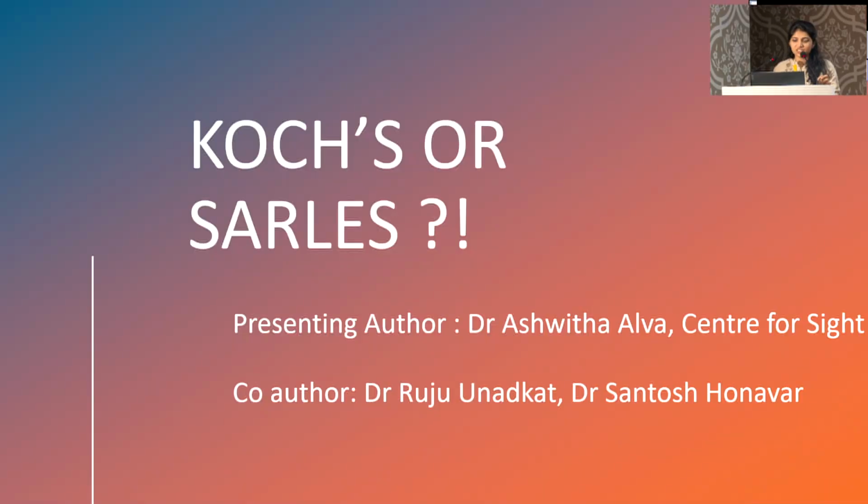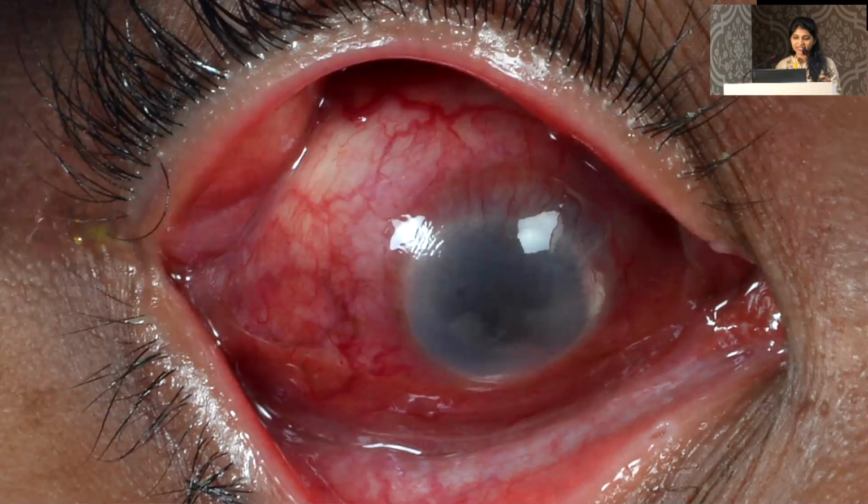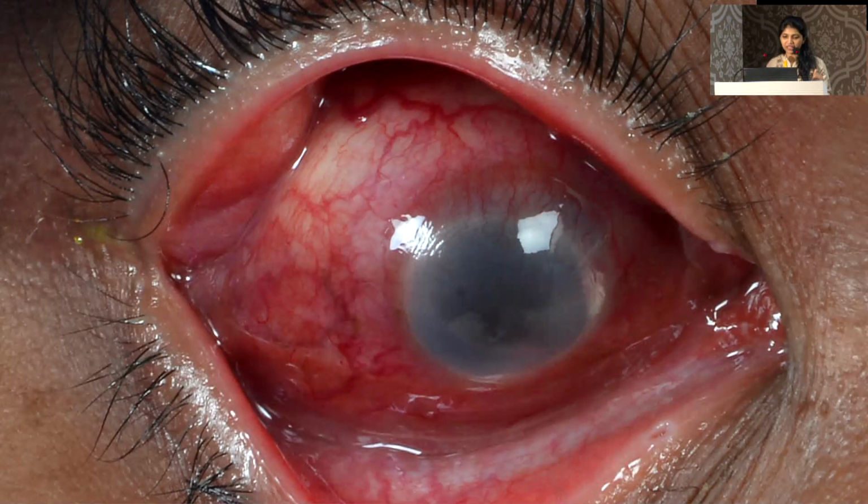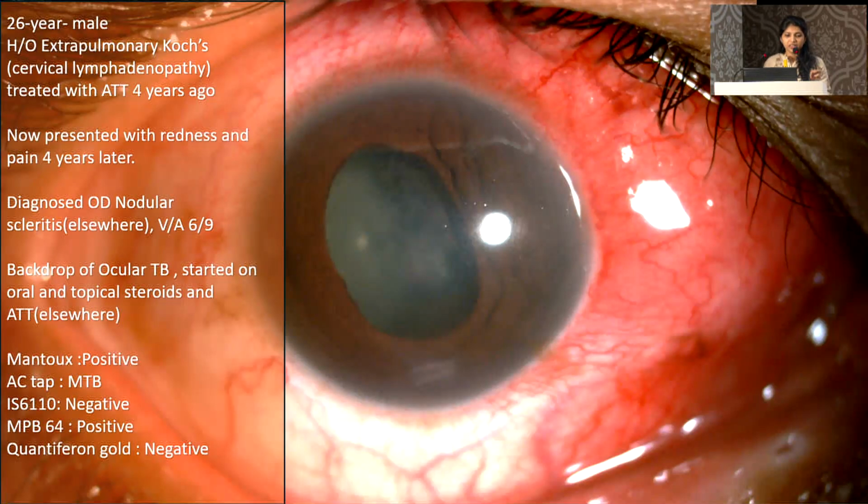Kochs or Sarles, two distinct identities, but they yet appear to merge seamlessly. Let's dissect and find out how. So, one fine morning, a mysterious case walked into our OPD, vexed with this prolonged duration of redness and severe pain. He was a 26-year-old male who had been diagnosed with extrapulmonary Kochs 4 years ago and was treated with tubercular medications, and now presented with redness and pain 4 years later.